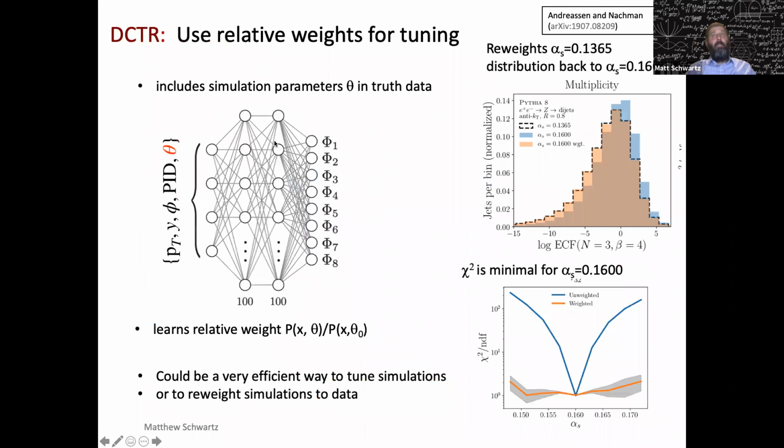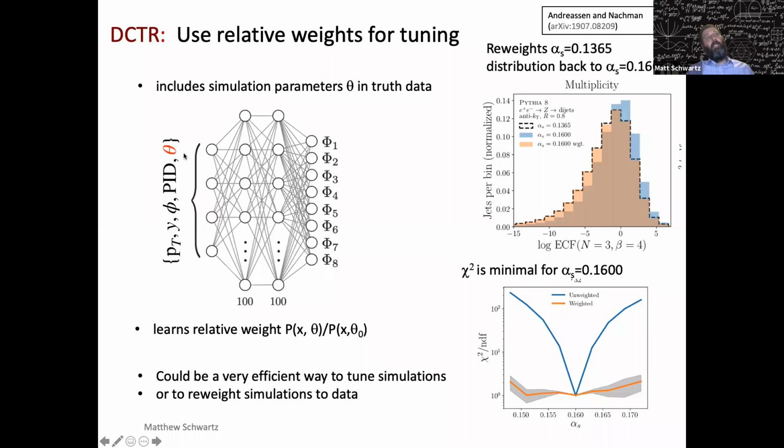A related idea is a paper by Andreassen and Nachman called DCTR, which is sort of another unsupervised approach where you try to use the relative weights for tuning. So the idea here is you have some data and you want to know which Monte Carlo parameters, what value of alpha S, what value of the parton shower length, what value of the hadronization parameters, various things in your Monte Carlo that you want to tune. And right now they're tuned by sort of just fiddling with them one by one by hand.